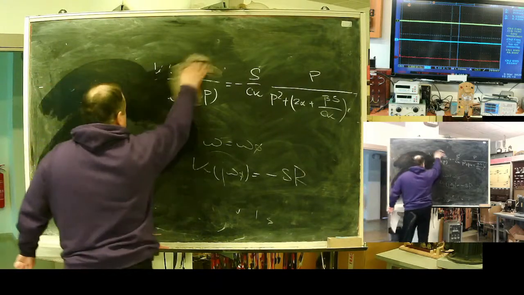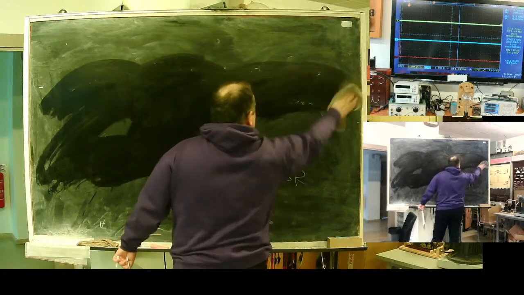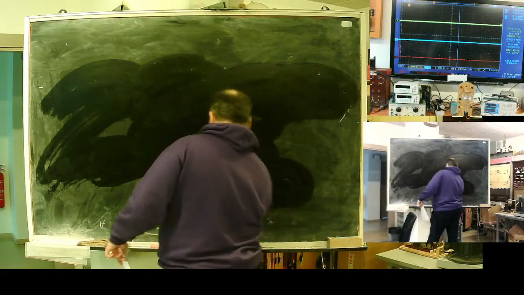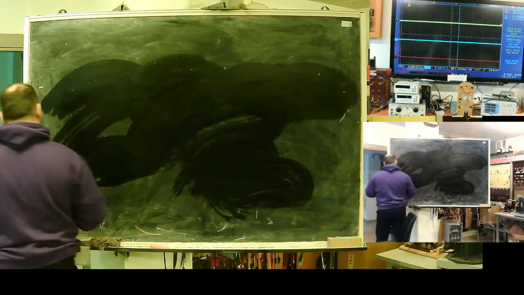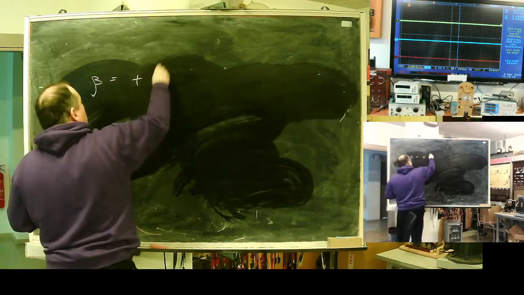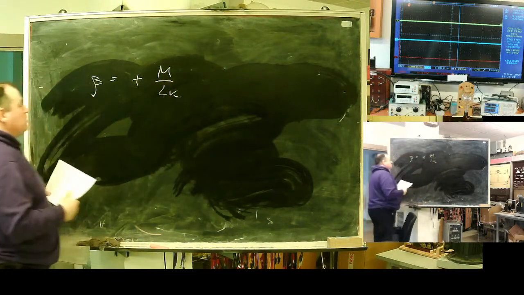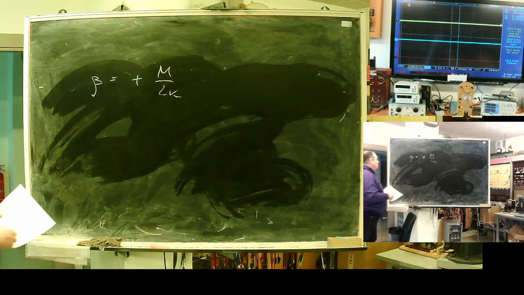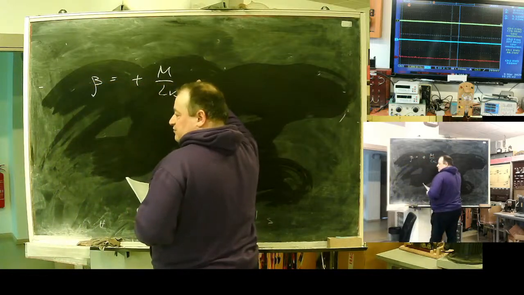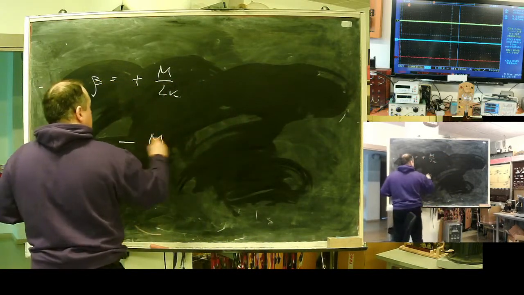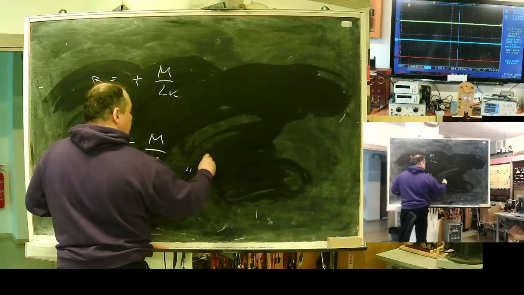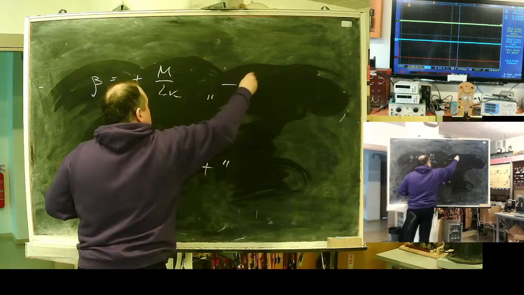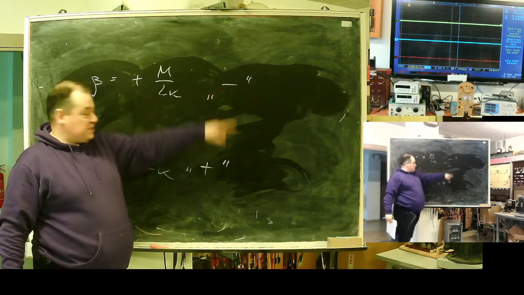That means one thing. What if beta is plus M against AK? What kind of feedback will we have? Negative. The feedback signal will work against amplification. So this one is for negative feedback, and minus M will be for positive feedback. This one pushes down, this one pushes up.